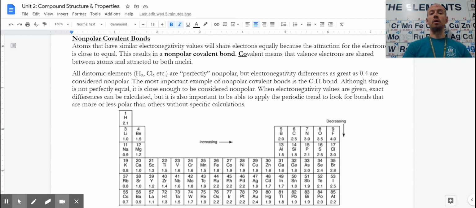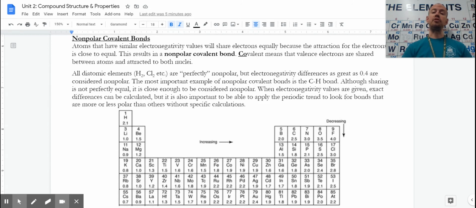The most important one of this is carbon to hydrogen. Carbon to hydrogen is right on that line, but we generally classify it as nonpolar. The sharing of electrons isn't perfectly equal, but it's close enough that we don't really have a positive and negative part that has a significant difference on the properties.